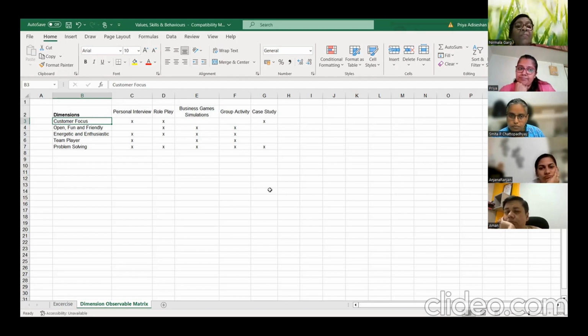Open, fun, friendly. Again, I will give it to you. Role play, absolutely, a simulation. A group activity also, because in a group activity I want to see how much friendliness, how much fun, and how much innovation. For Virgin Mobile, that's one of its core values, in fact. It has to be fun and really very friendly, so I will look at it.